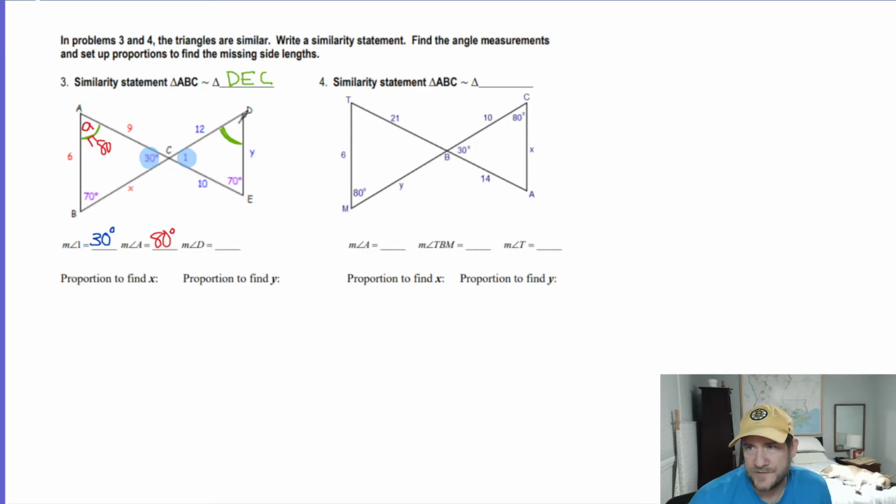Then they want to know the measure of angle D. Well, we already decided that A and D were corresponding parts, so they're corresponding angles, so they're congruent. So this one's 80.